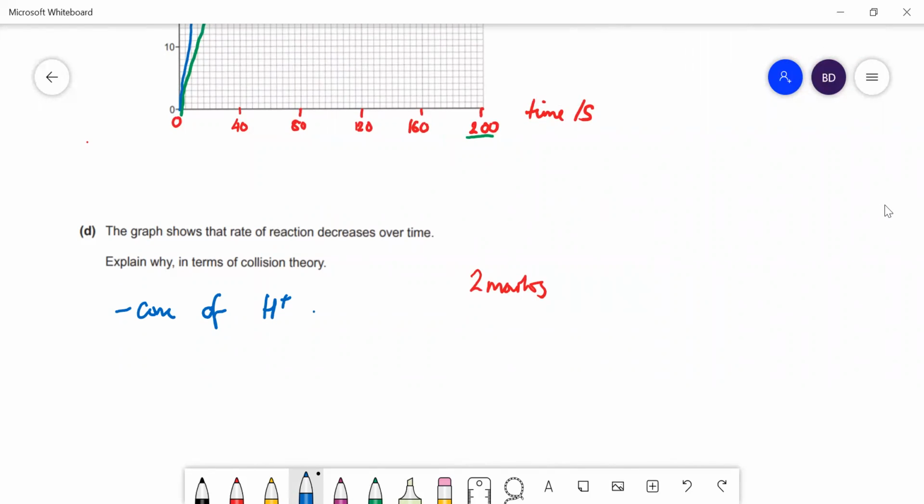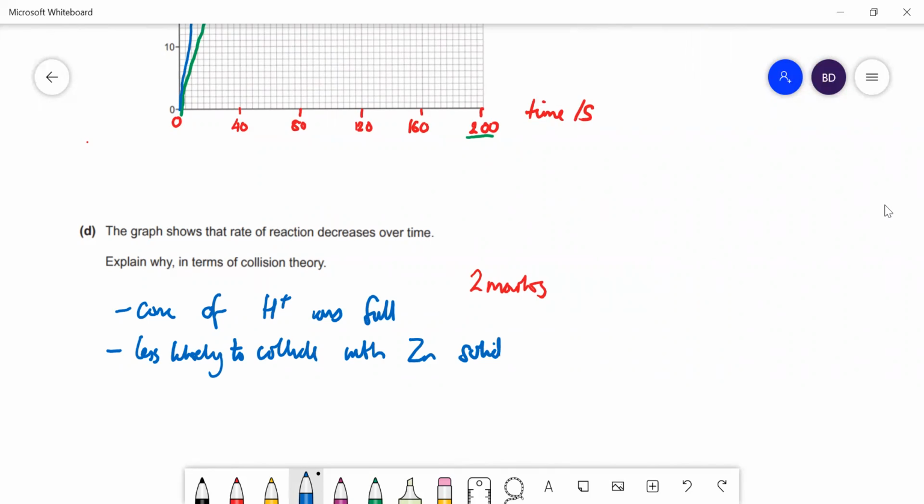H plus ions, let's say, as time goes on because they're being used up. So they're less likely to collide with the zinc solid. Okay, and I think that's going to give you 1 mark.